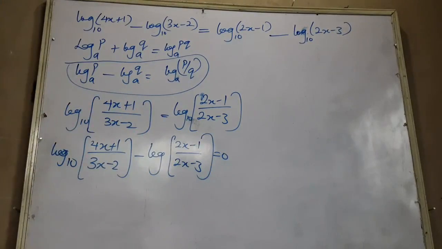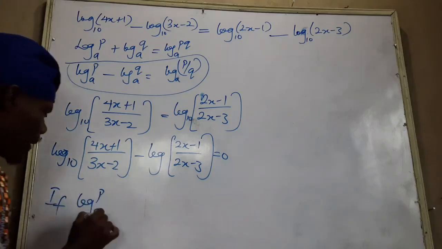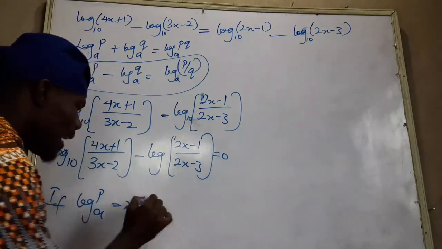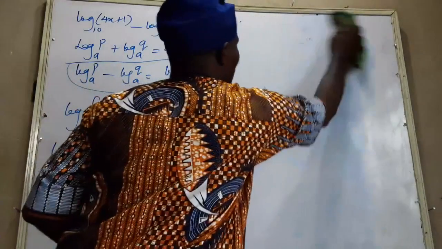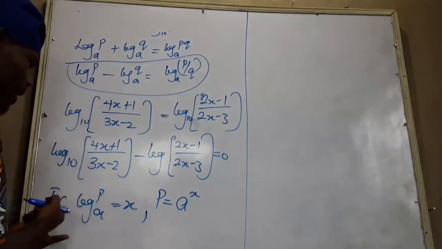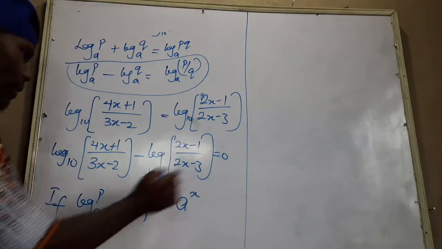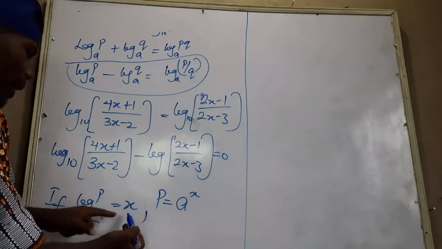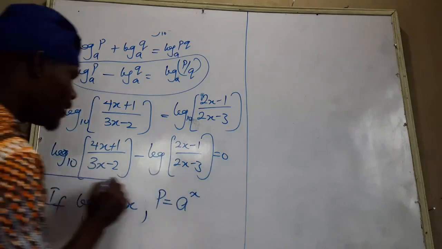So now, there is another rule of logarithms that lets us know that if log p base a is equal to s, then p is equal to a raised to power s, where a is the base. So a is the 10 now, s is the 0. Okay, before we even consider this, let's finish these rules.